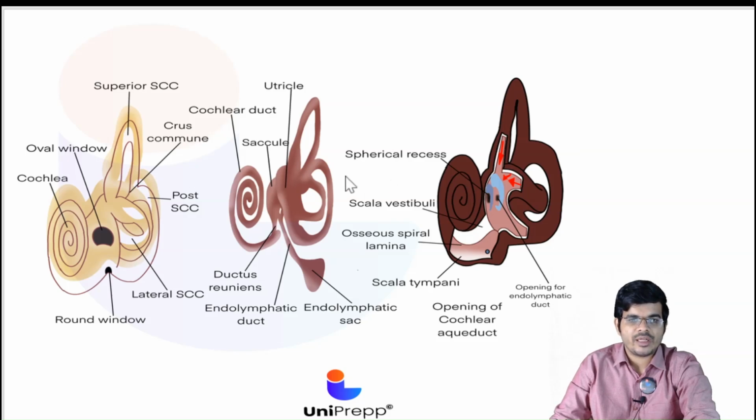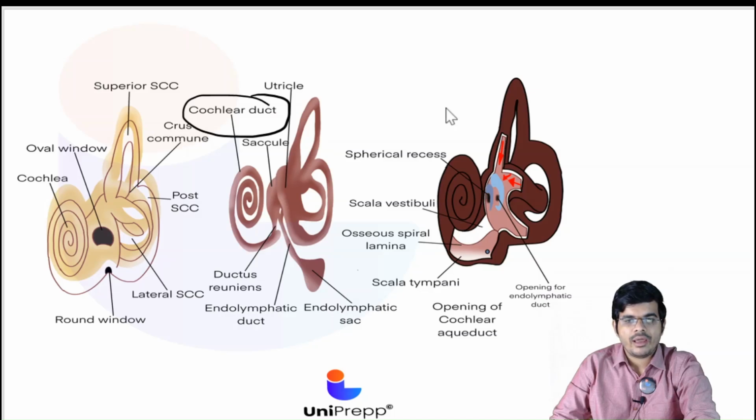Okay, so this is how it appears. This is the bony canals. Here you have the cochlea, you have the vestibule, and you have the semicircular canals, and in the corresponding membranous labyrinth you have the cochlear duct. Okay, cochlear duct, and you have the various structures like endolymphatic duct, endolymphatic sac.